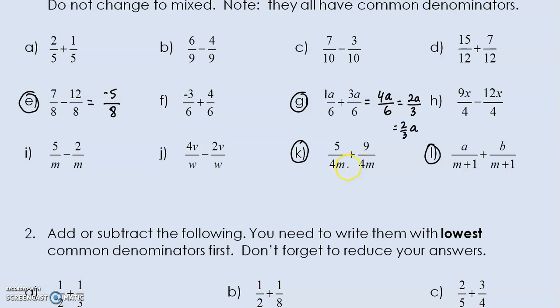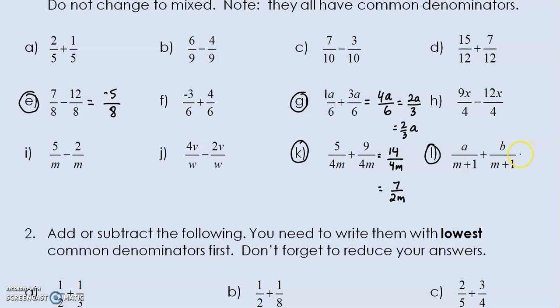Letter K, we have a common denominator of 4m. Still the same deal. You keep that denominator the same. You add the numerators, 14, and you can reduce here also, giving you 7 over 2m. Nothing more to do with that fraction. You don't try and change it to mixed or anything like that.